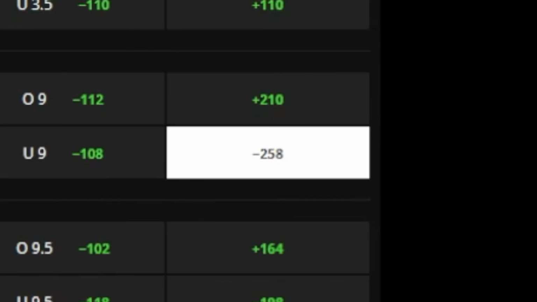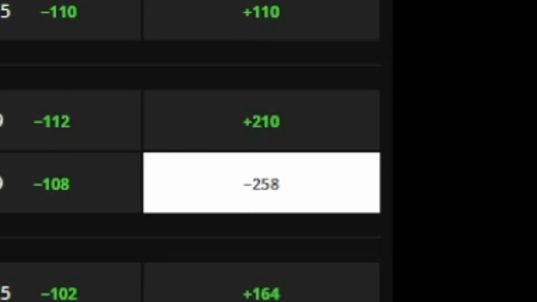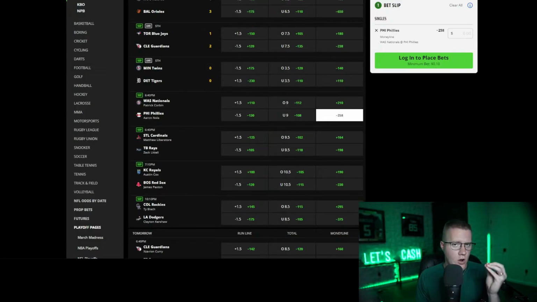On the far right, you'll see that I have highlighted a minus 258. Unhighlighted, you'll see a plus 210. What you're looking at is called implied odds. The American implied odds represent the price that you're going to pay on a sportsbook if you place the bet saying that the Phillies are going to win this game. You're paying the sportsbook implied odds of minus 258 for them to win the game. And on the flip side, you'd be paying plus 210 for the Nationals to win.